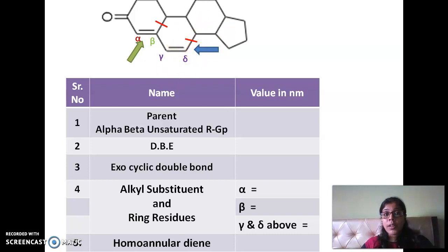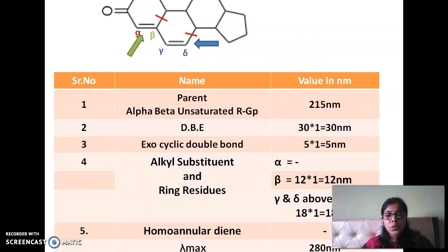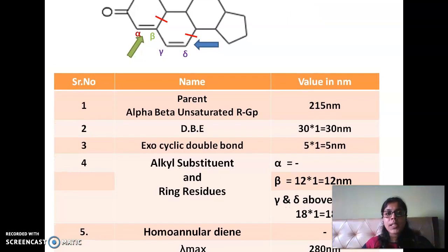However, for the one at beta, I have to add plus 12 nanometer, whereas for delta, I have to add plus 18 nanometer. So my answer comes to 280 nanometer. I hope you can see the answer. So 215, 30 for DBE, 5 for exo, 12 for 1 ring residue, 18 for the other ring residue. Total comes to 280. Is it clear? So we go to the next sum.